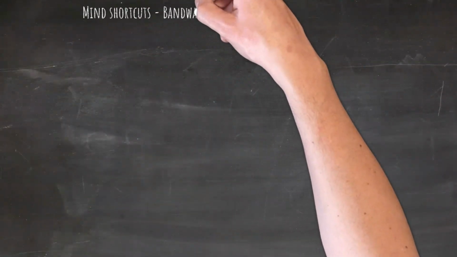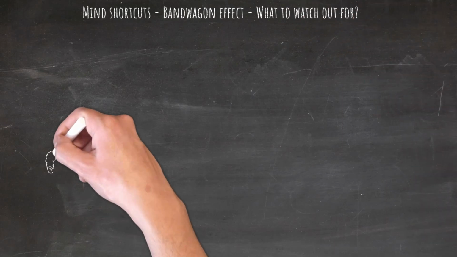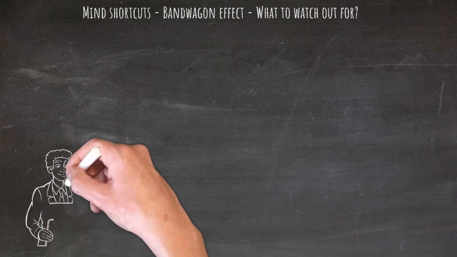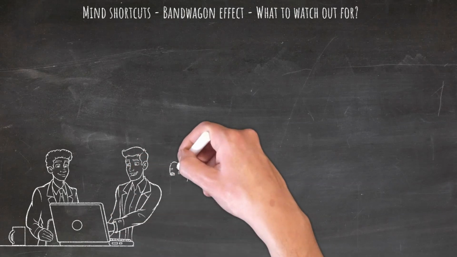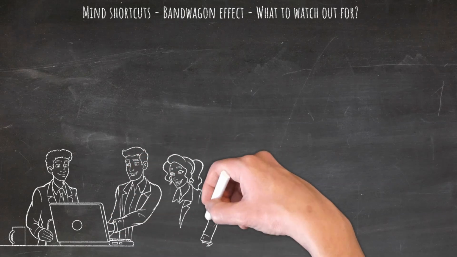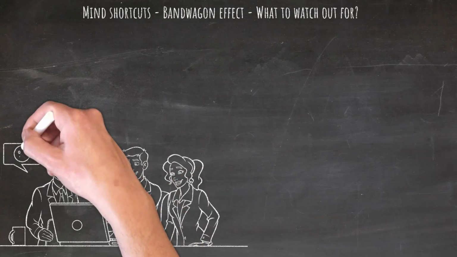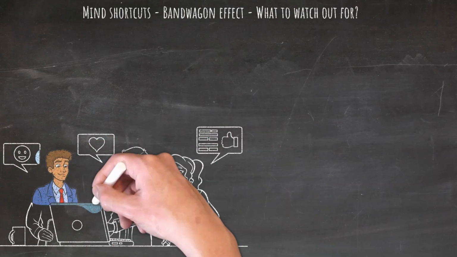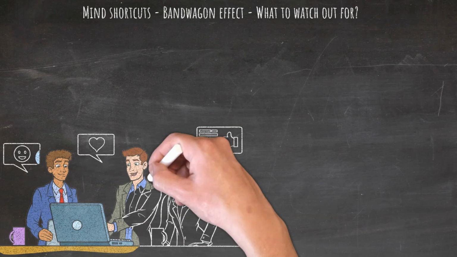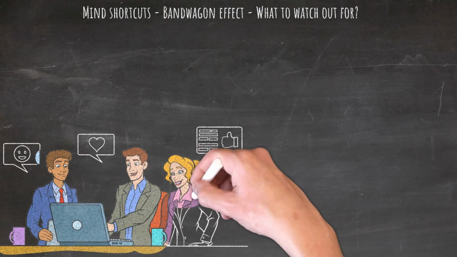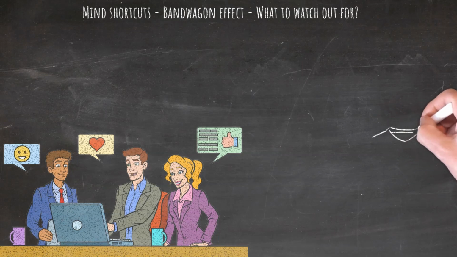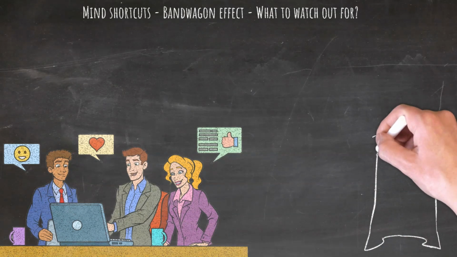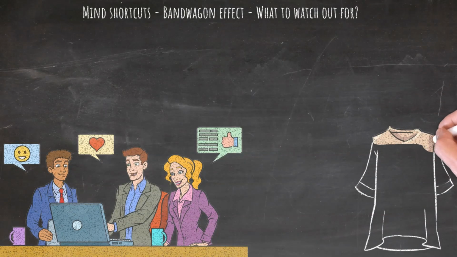Mind shortcut. Bandwagon effect. What to watch out for. The fact that something is done by most people is admittedly a cue that it may make sense. However, that may not be the case here. Imagine if we created one-size clothing and expected it to fit everyone. That's nonsense, isn't it? And this is exactly what can create a bandwagon effect that takes away the deployment of critical thinking and evaluating if doing the same is really beneficial for us.